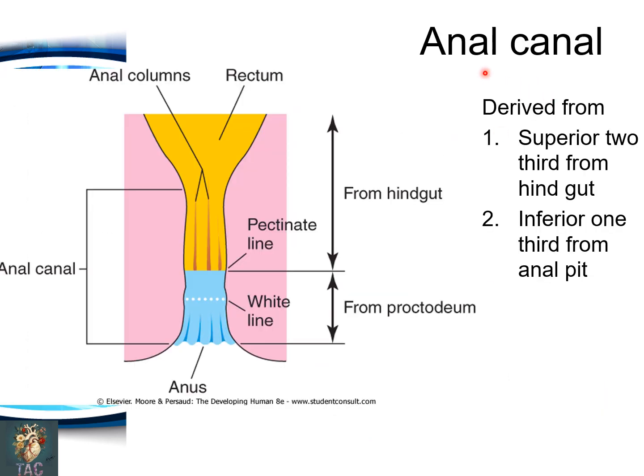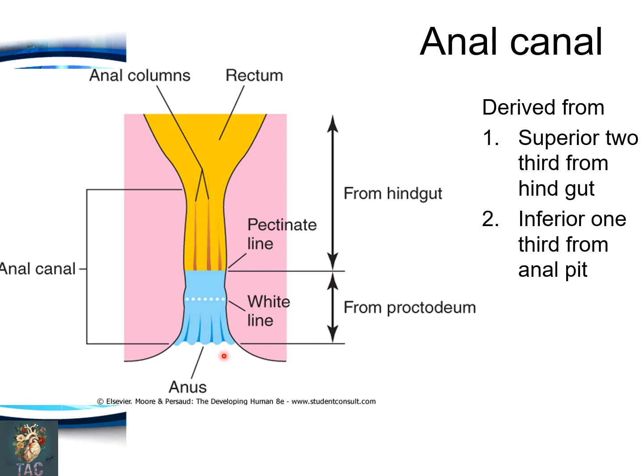So now we will discuss the development of the anal canal. The anal canal is derived from two sources: the superior two-thirds is formed from the hindgut and the inferior one-third is formed from the anal pit or the proctodeum. The junction of the superior part, the endodermal lined area, and the inferior part, the ectodermal lined area, is roughly indicated by the pectinate line, which is present over here just at the lower limit of the anal valve. So this area shows the junction of the upper part and the lower part, the upper derived from the hindgut and the lower derived from the proctodeum.